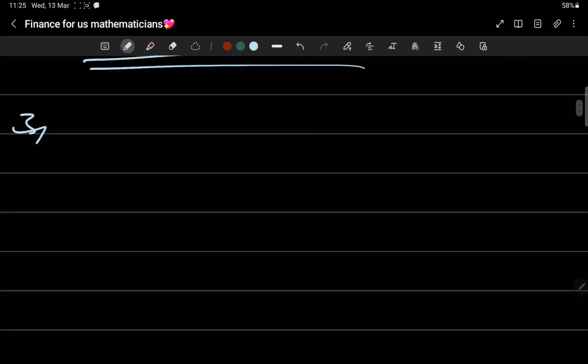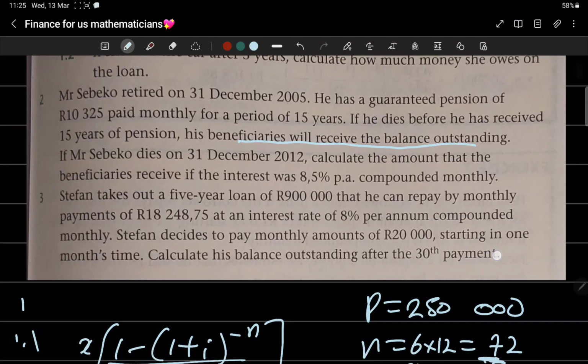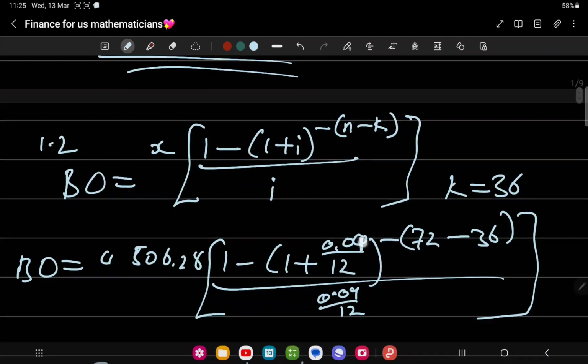Number 3. Mr. Siveko retires in December 2005. He has guaranteed pension paid monthly for a period of 15 years. So this pension he is meant to get for 15 years. If he dies before he has received the 15 years of pension, his beneficiaries will receive the balance outstanding. If Mr. Siveko dies on 31 December 2012, calculate the amount the beneficiaries will receive. This is what we are calculating, the balance outstanding.